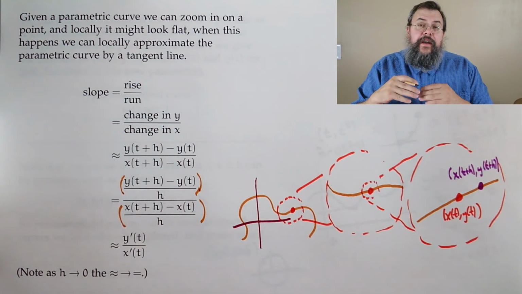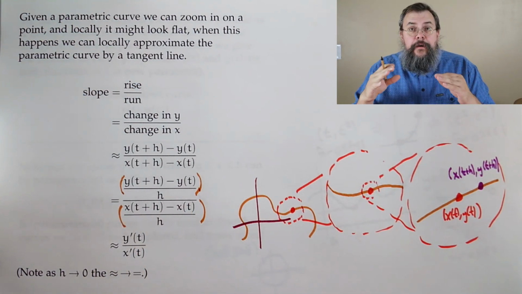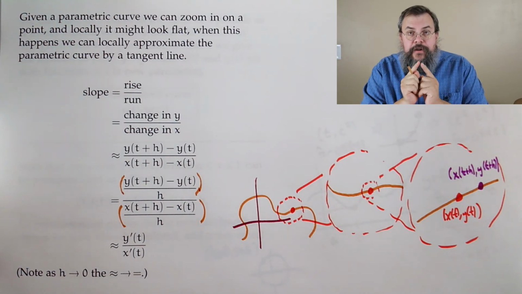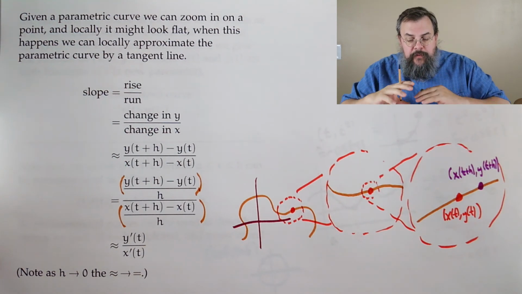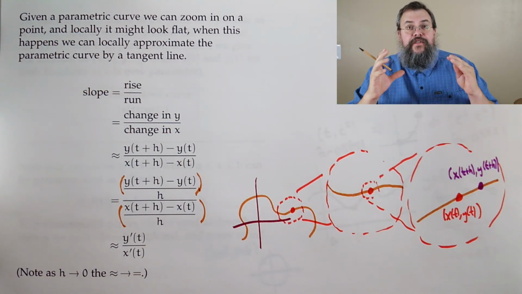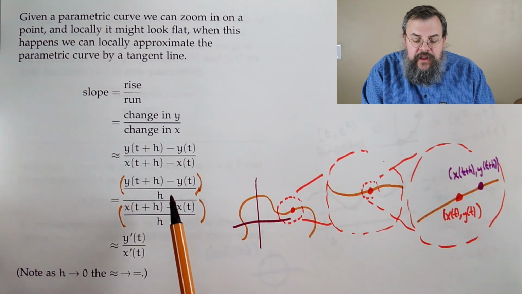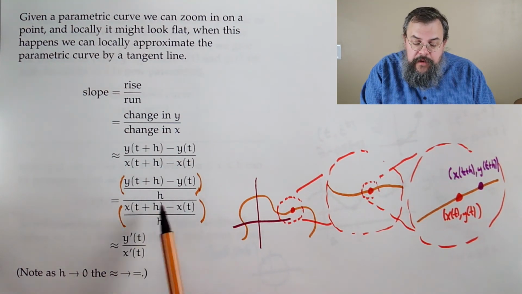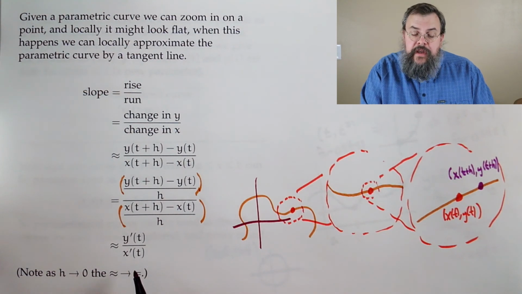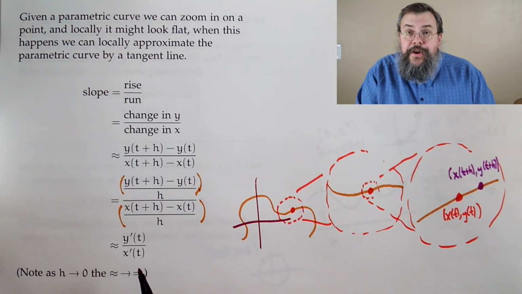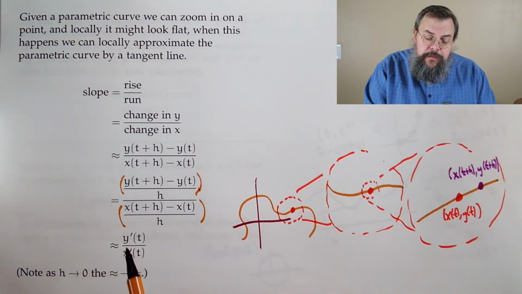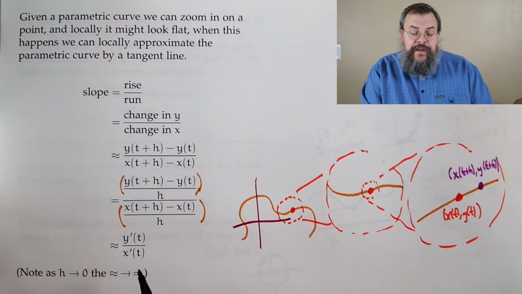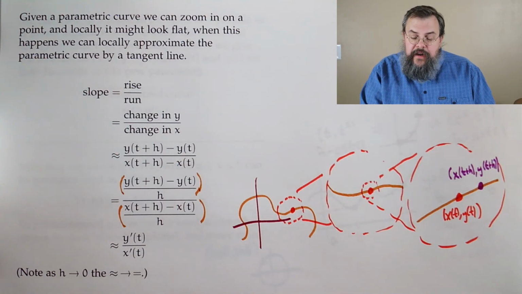Technically, it's a secant line, an average rate of change. But when we think of h as being very small, which of course we're going to think of because that's what happens when you zoom in, h is small, then this looks like y prime. The bottom looks like x prime. And now we're good to go. So if we want our slope, we say, hey, y prime of t over x prime of t. And we're done. So it actually makes a lot of sense.